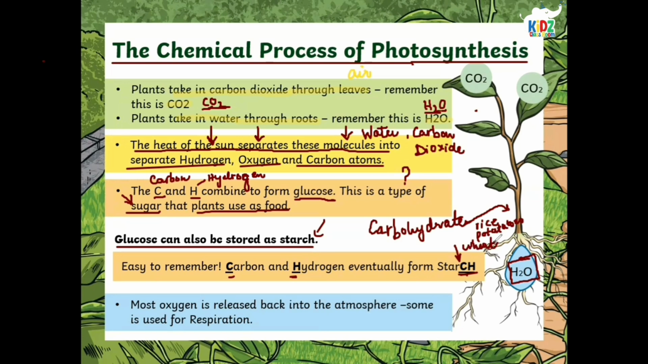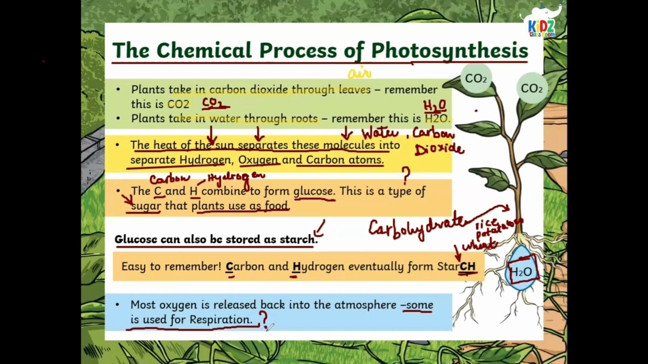Okay, so most oxygen is released back into the atmosphere and some is used for respiration. Plants release oxygen in their process of photosynthesis, and we need oxygen to breathe. Most oxygen is released back into the atmosphere so we can breathe. But some of the oxygen is used for respiration.